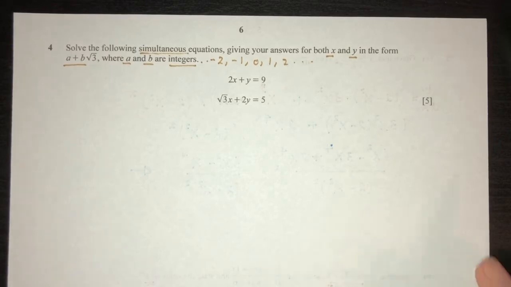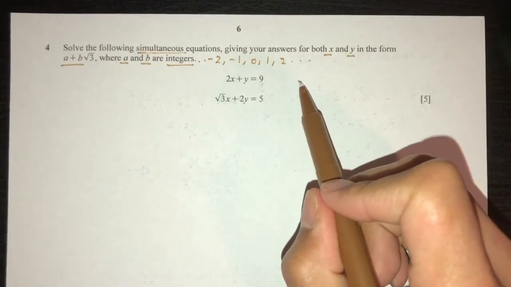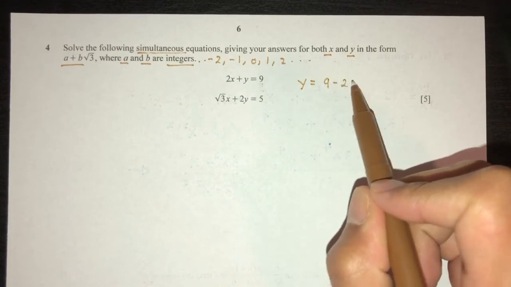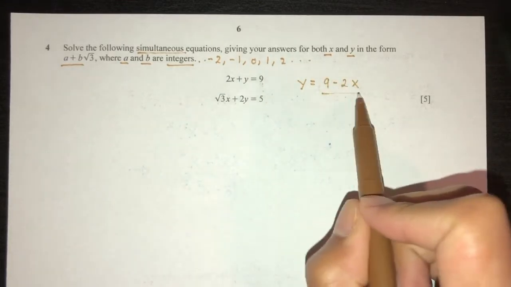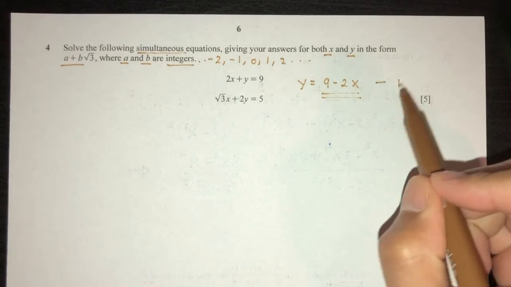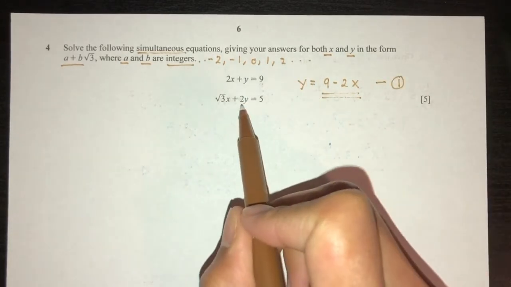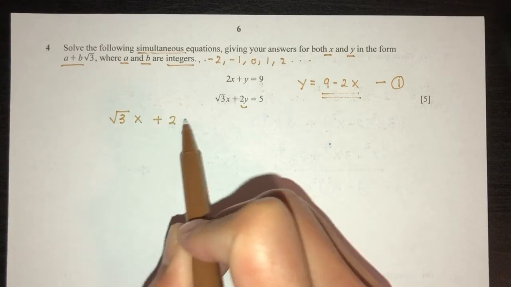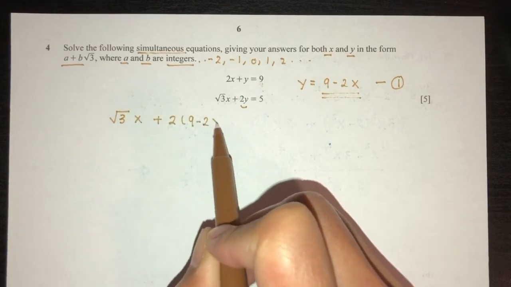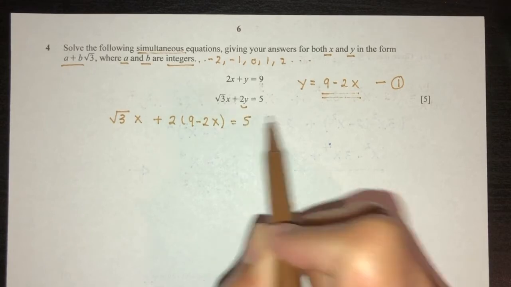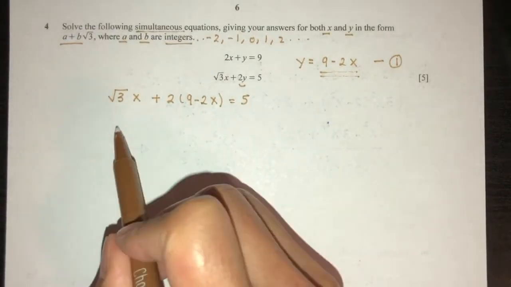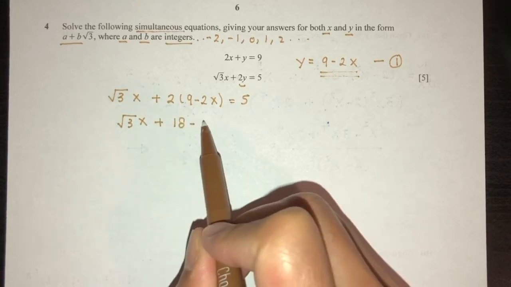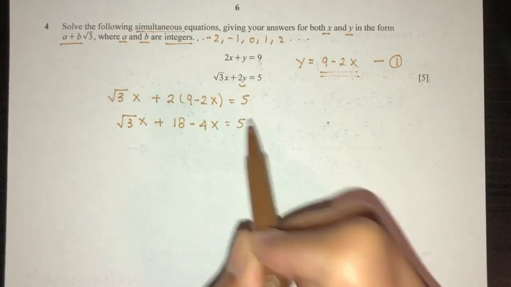So step by step, we have to first make y the subject of the formula. You will have 9 minus 2x. That is the first value of y, first equation. Now replace y in this. You will have root 3x plus 2 times (9 minus 2x) equal to 5. Okay, expand. You will have root 3x plus 18 minus 4x equal to 5.